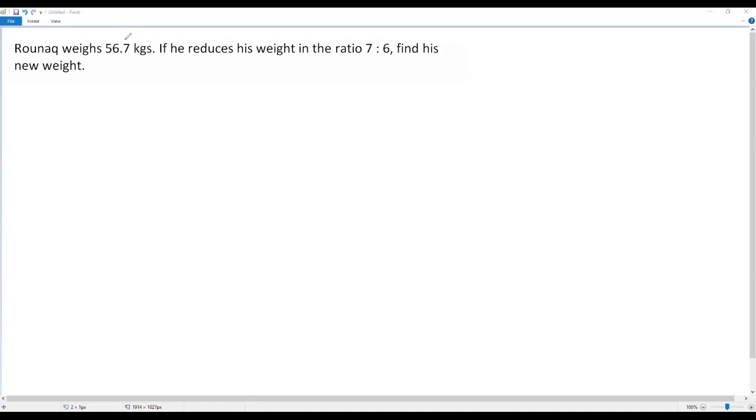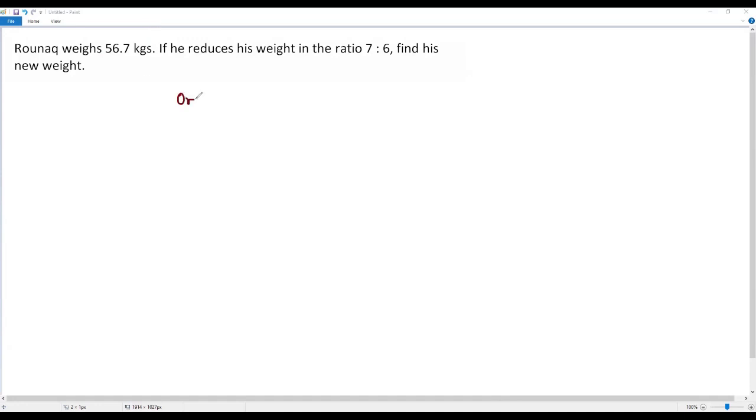Okay, so here we have the weight of 56.7 kilograms for Rounaq. So he reduces his weight in the ratio 7 to 6. After the reduction, what is his new weight? That's what we have to find. Whenever a quantity is changed in a particular ratio, and if I want to find the new quantity, there is a formula. Now first let me write the required stuff.